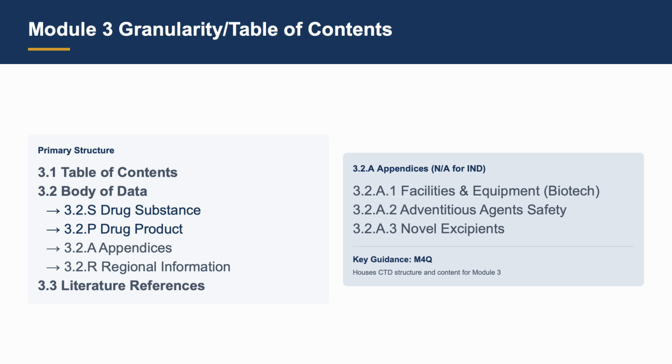Section 3.2.R contains regional information that is specific to particular regulatory authorities. This is where region-specific quality documentation would be placed. Section 3.3 contains literature references cited in the Module 3 documentation.